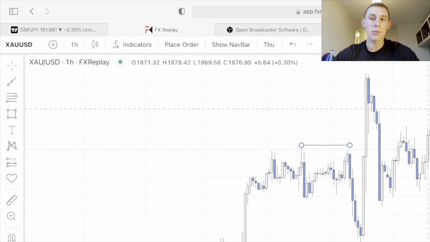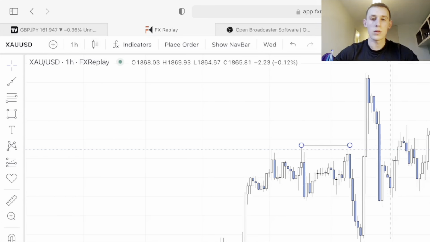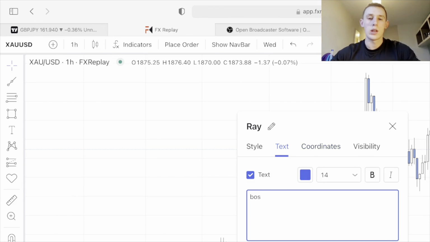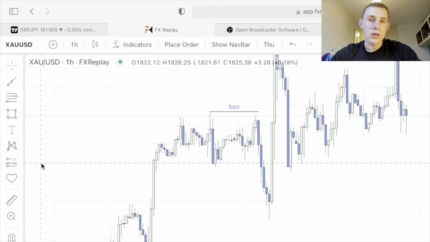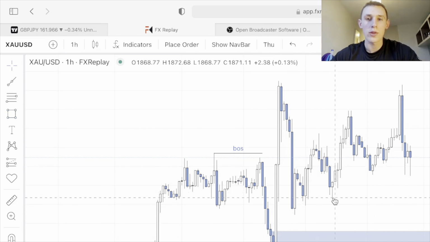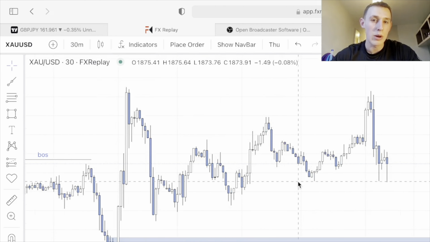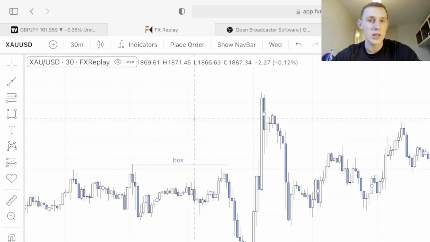So we've clearly had a breaker structure here. And we also have an area of imbalanced demand down here, which price is sort of creating liquidity just above. So if price comes to this level, it will be quite interesting to see how we react.